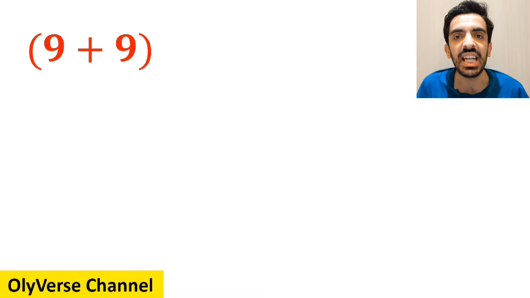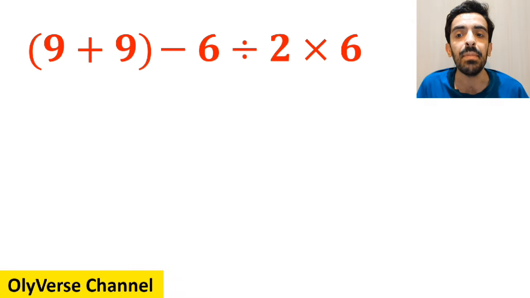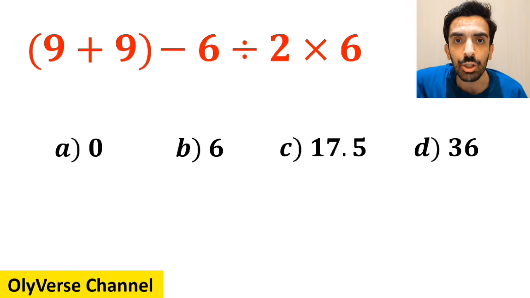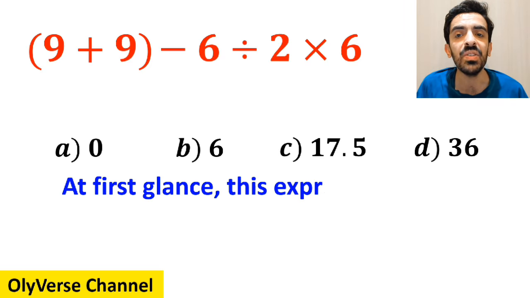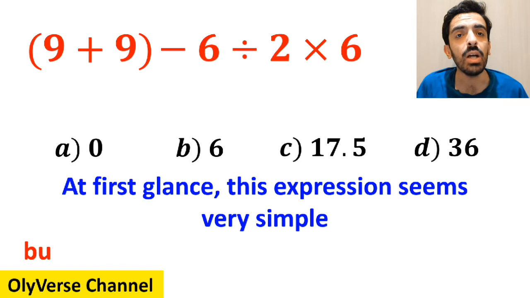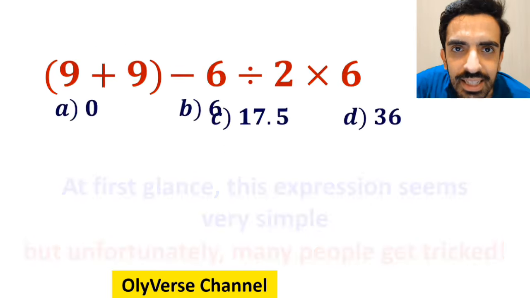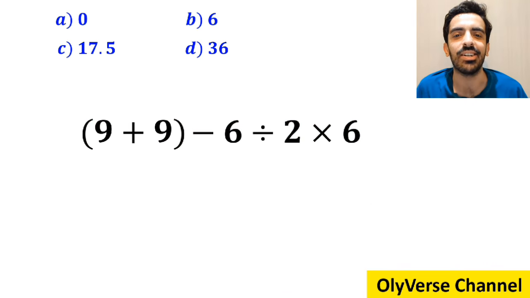What is the value of the expression 9 plus 9 inside the parentheses, then minus 6 divided by 2 multiplied by 6? Which option do you think is the correct answer to this question? At first glance, this expression seems very simple, but unfortunately, many people get tricked. Let's take a closer look and solve it together.